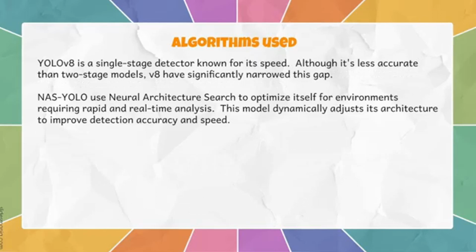YOLOv8 is a single-stage detector known for its speed. While traditionally less accurate than two-stage models, YOLOv8 has significantly closed the accuracy gap. Next, YOLO-NAS employs neural architecture search to fine-tune its performance, making it ideal for environments that demand quick analysis. This model dynamically adapts its architecture to optimize both speed and accuracy, enhancing its effectiveness in various scenarios.